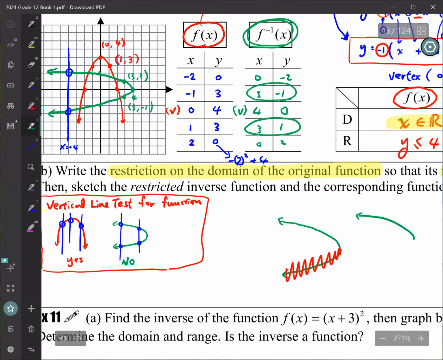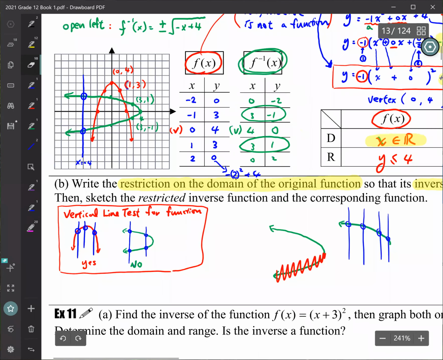If you only have half of it, then no matter where you draw the line, it will pass the vertical line test, right? So you can erase the bottom half, or you could erase the top half, and that will also work. When they give you a question like this, you can choose. Everyone will probably choose differently. Some of you choose to keep the top, some the bottom. It doesn't matter, so let's just pick one side.